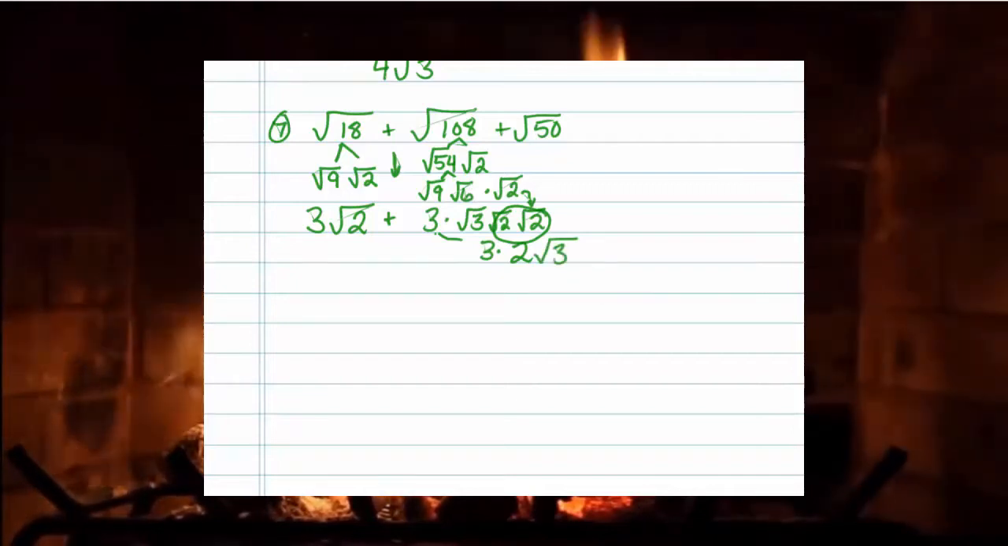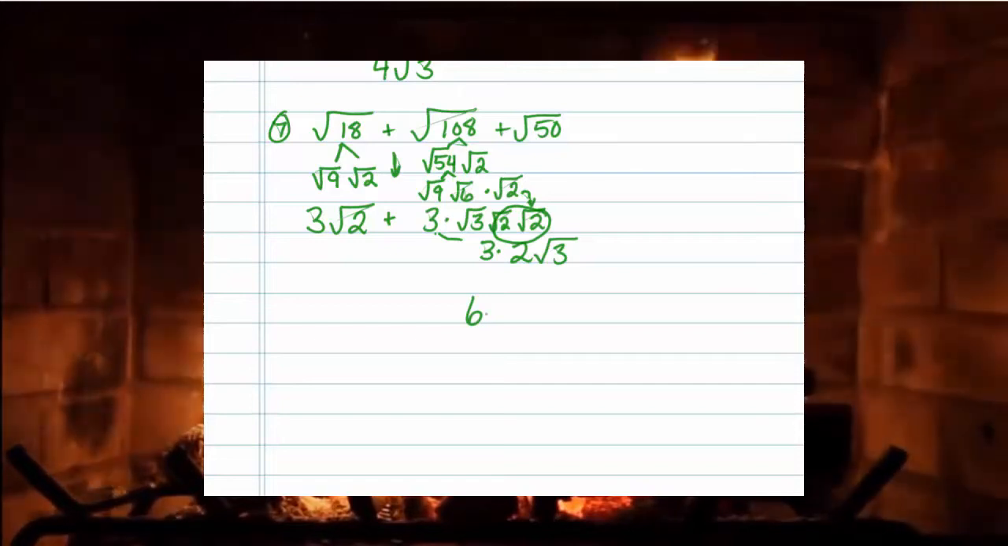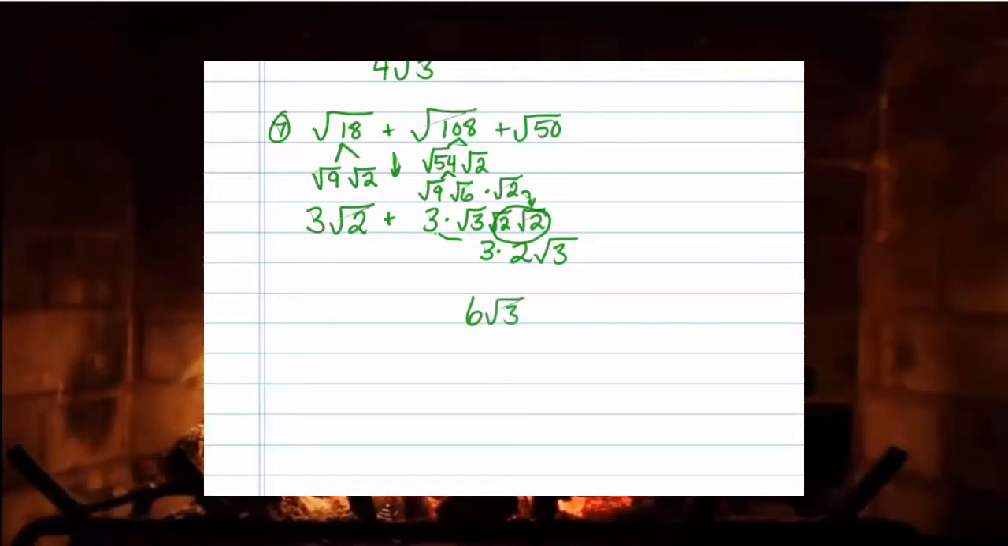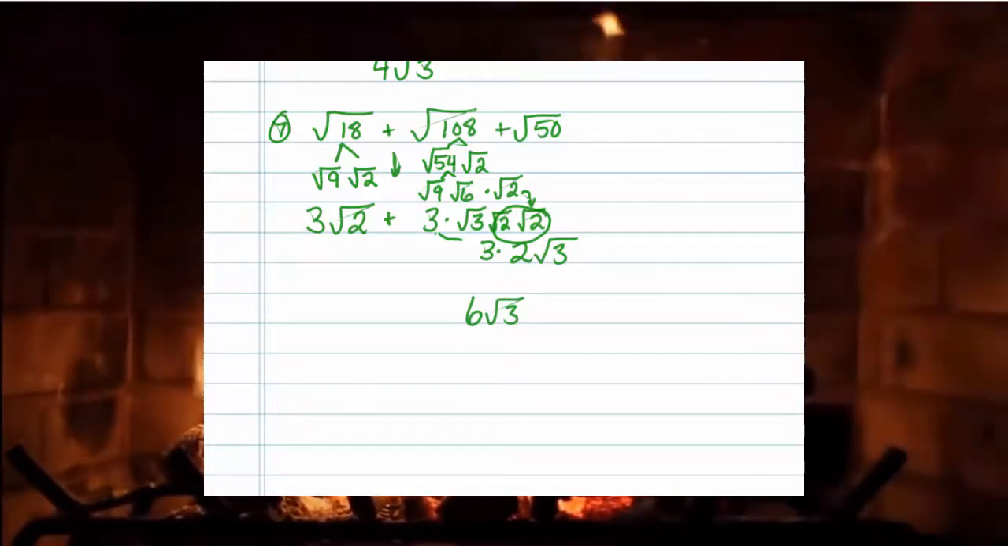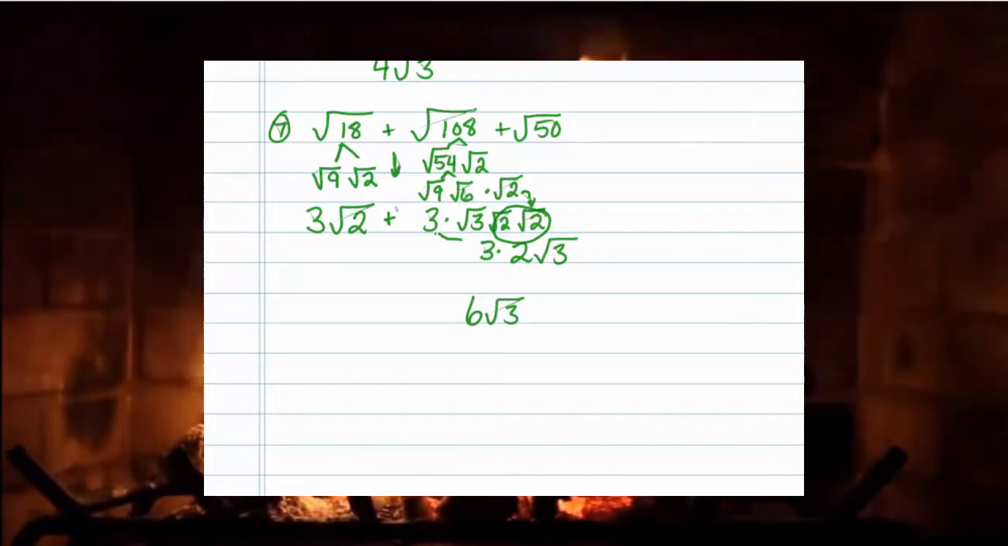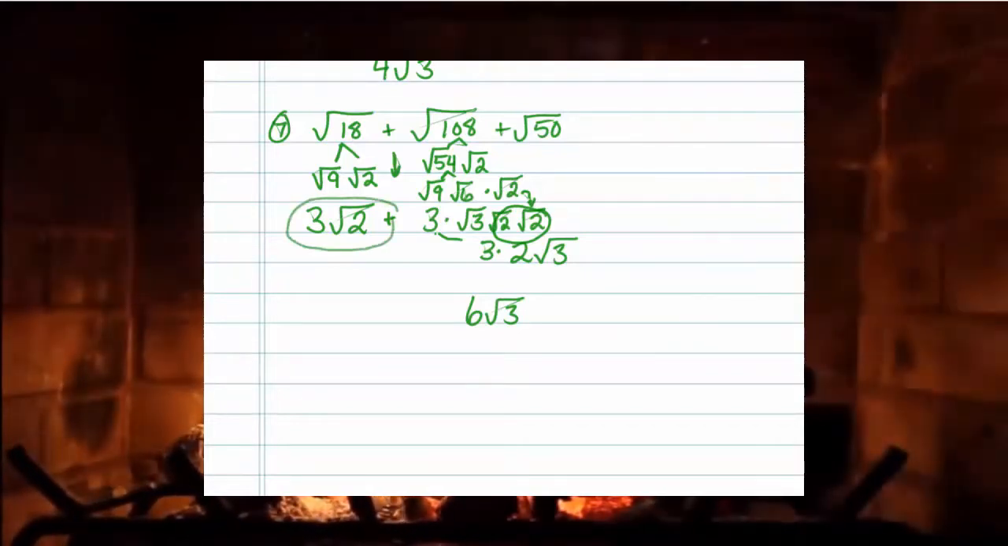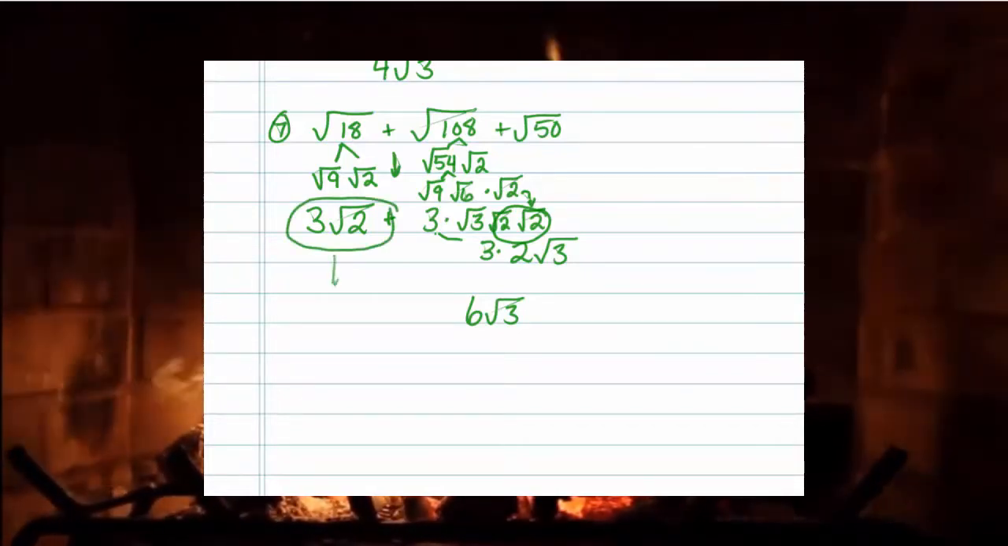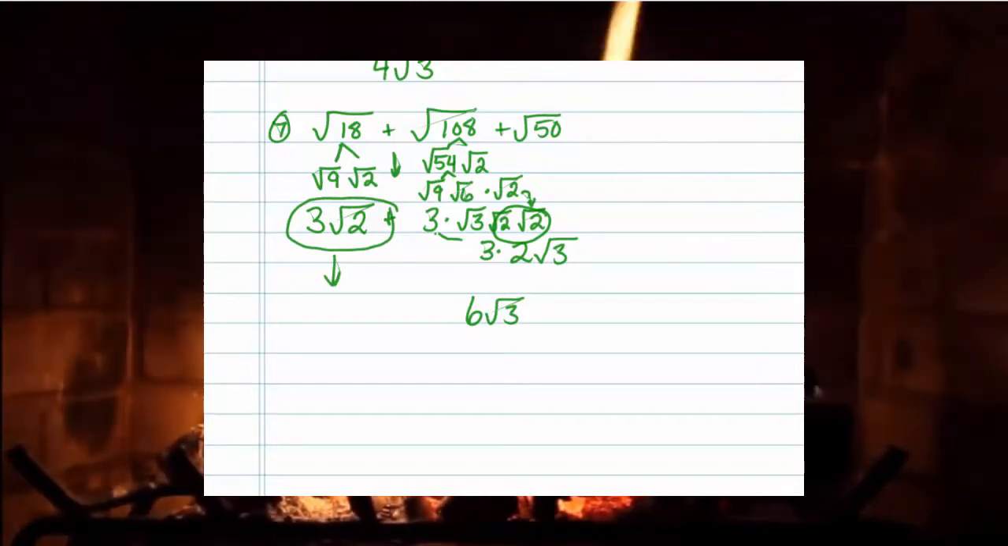Since 2 is now a whole number or a coefficient, I'm going to pair it up with my 3 and put my radical to the right of it. So that leaves me with 3 times 2, which is 6, square root of 3. Now you can see it's pretty important for you to keep your information clean and organized.